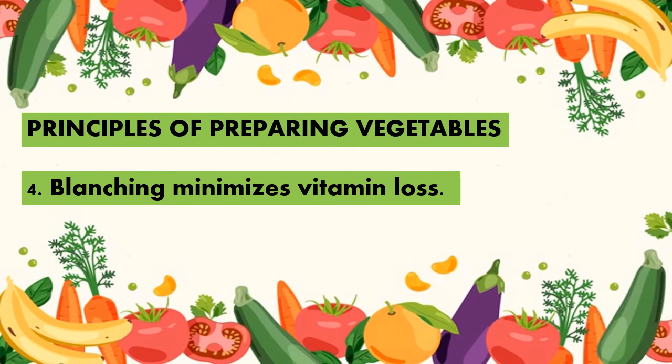Fourth, blanching minimizes vitamin loss. How? Blanching vegetables in hot water for just a minute takes away much of the raw taste, but minimizes vitamin losses because the process is quick.